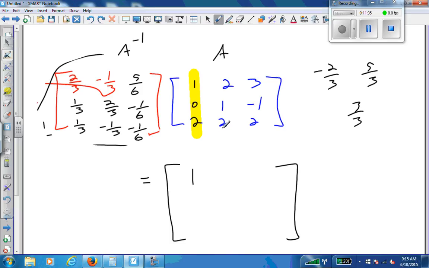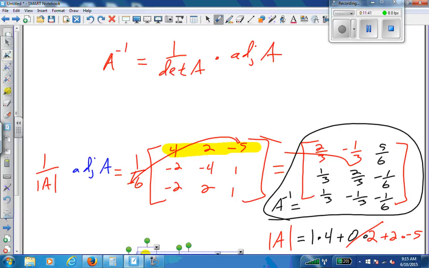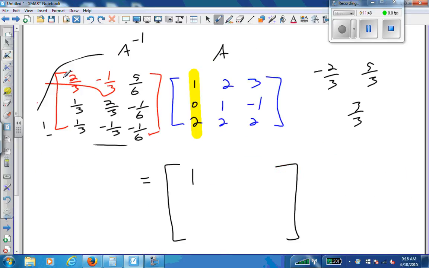This row times the second column. I think I have a negative off somewhere. Yeah, this was a negative. I guess when my marker went crazy, I lost that negative. So this row times the second column, that's negative 4/3. Negative 1/3. 10/6 or 5/3. So 0. And looks like if we do this row times this column, we would get 0.